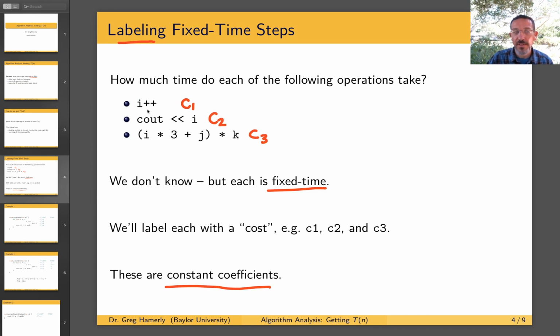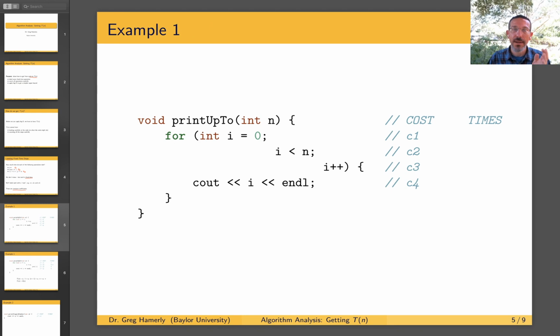So how much time does this step take? I don't know, but I'm going to call it C1, and that's a constant, which represents a number of steps, right? How much time does it take to print i? I don't know, but I'm going to call it C2, which represents a constant amount of steps. And how much time does it take to do this calculation? C3. C1, C2, and C3 may be the same, they may be different, but it represents our belief that these are constants, but we don't know exactly what their values are. All right, all that aside, let's launch into our first example.